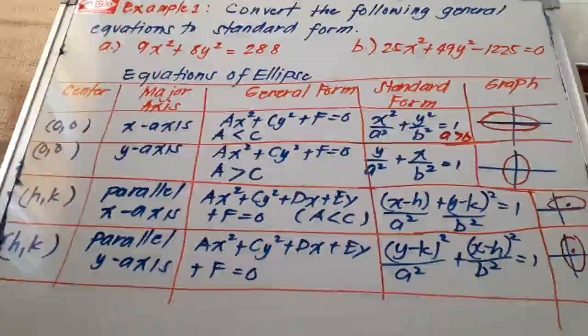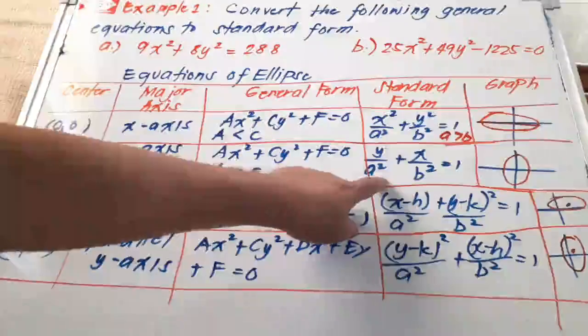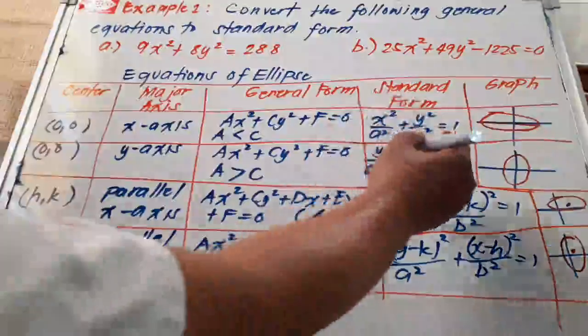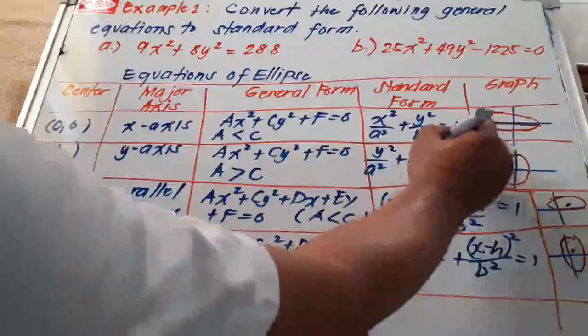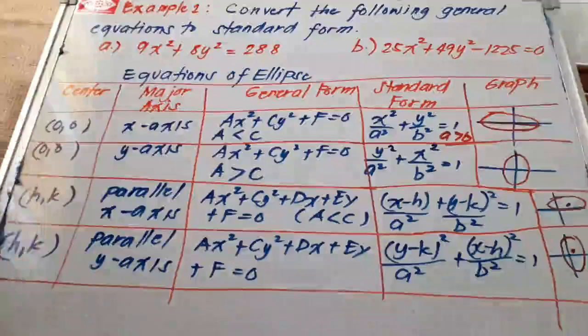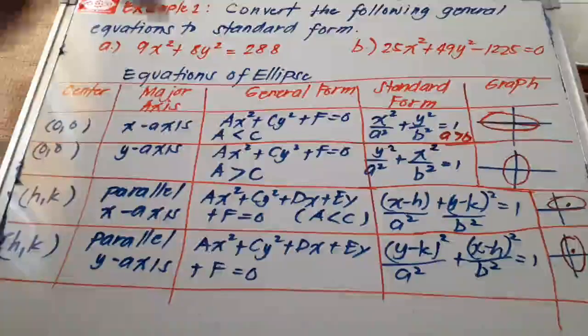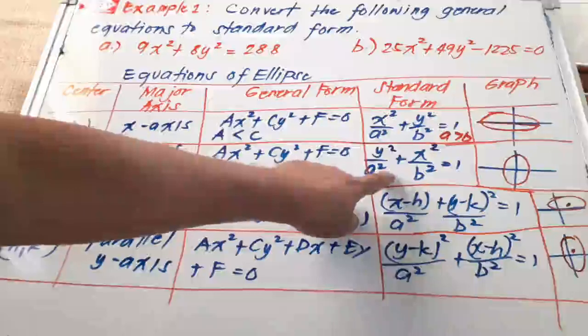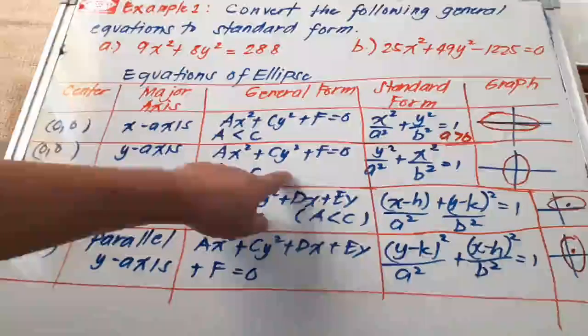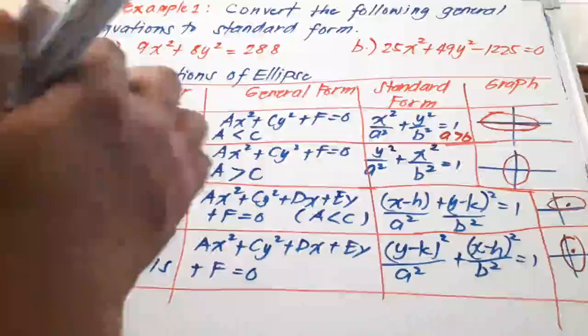And the equivalent standard form is y squared over a squared plus x squared over b squared equals 1. Okay? So ito yung kanyang standard form, ito yung kanyang general form. Again, a is greater than b.